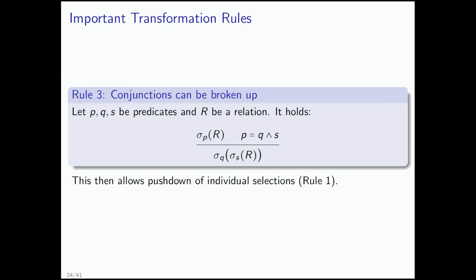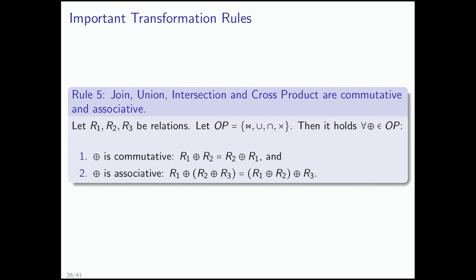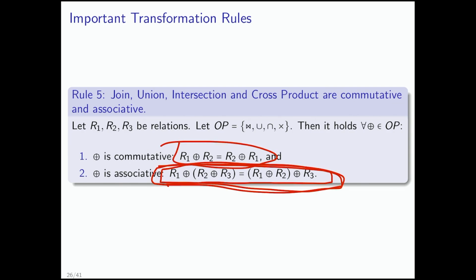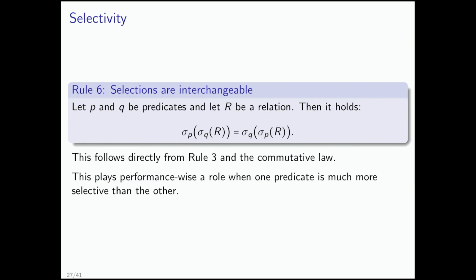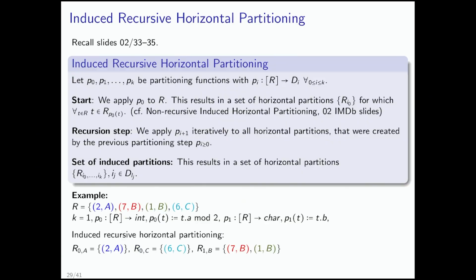There are a couple of other rules we wrote down. Maybe this one: join, union, intersection, and cross product are commutative and associative. That's an important rule that may be useful. We will look at that next week actually. It's very unfortunate that this rule exists, and this as well, because it allows you to play with the order in which you execute the joins. We will look at that next time. Selections are changeable. That's what we learned already.